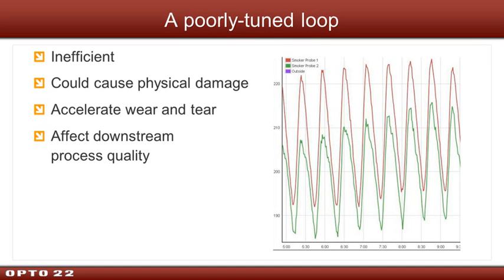A poorly tuned loop is inefficient, obviously. It goes without saying it's going to cause a lot of wear and tear on your machinery, on your process, to the point where it may actually cause physical damage. If your loop is out of control and you have what's called increasing peaks, we can sort of see that over the side, even though there's a gentle rise in this particular screenshot.